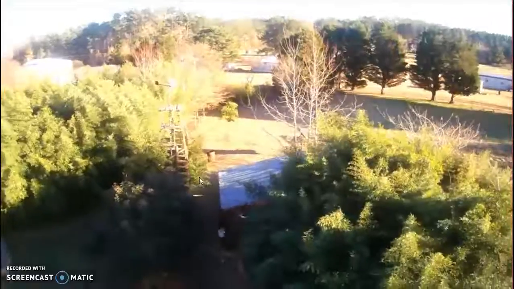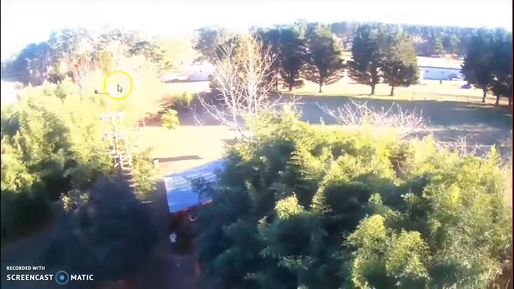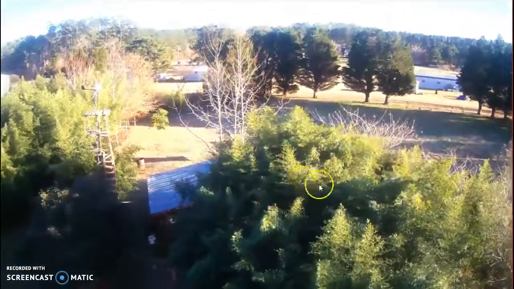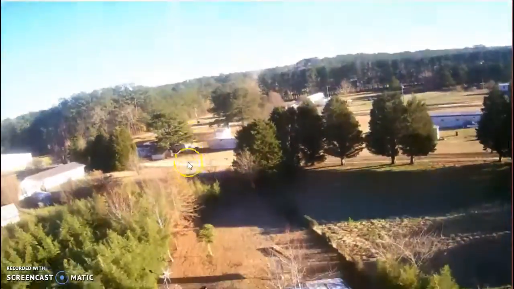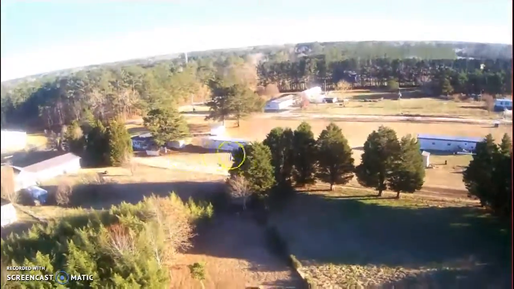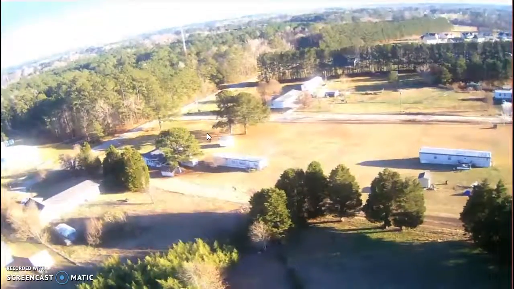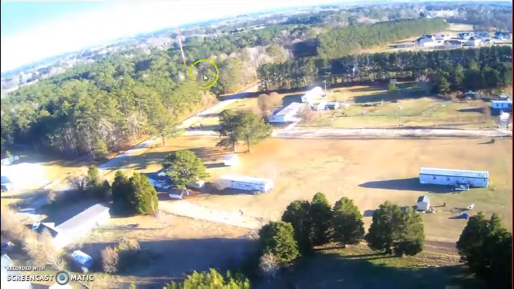Alright, here we go. Taking off. Here's the wind tower. You see the winds blowing here in the bamboo. Pretty nice. This is looking southeast. Right here you can see the cell tower.